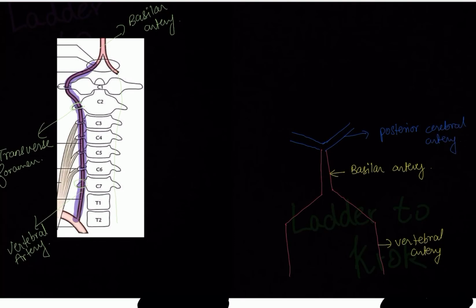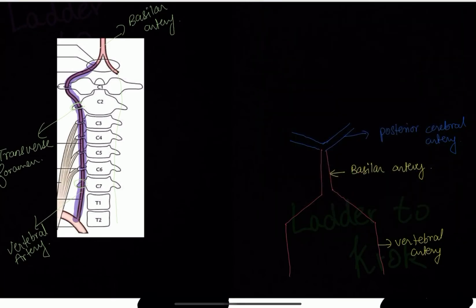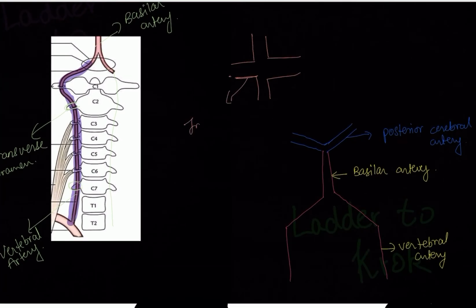Okay, now this posterior cerebral artery, now I said you before that internal carotid artery was important. Why? You have this internal carotid artery coming over here. This is the internal carotid artery. This internal carotid artery will give off its three branches. What will it give off? It will give off its three branches. So this is internal carotid artery.